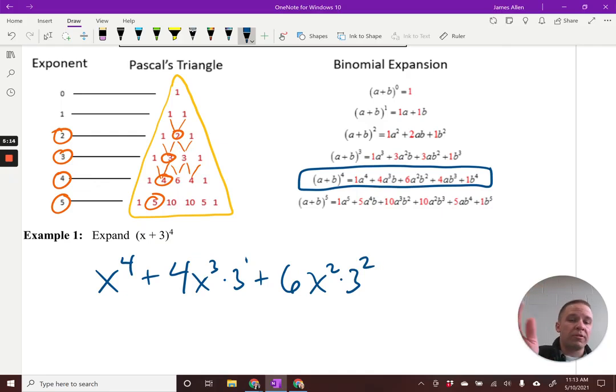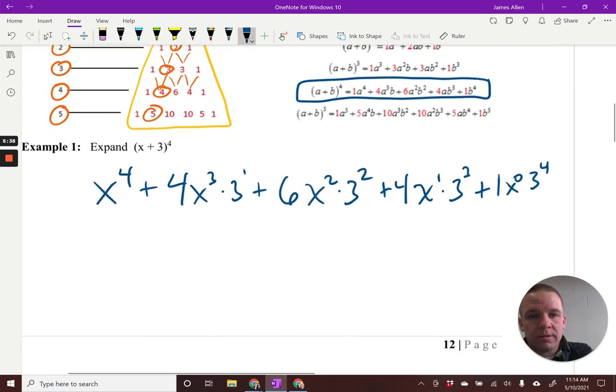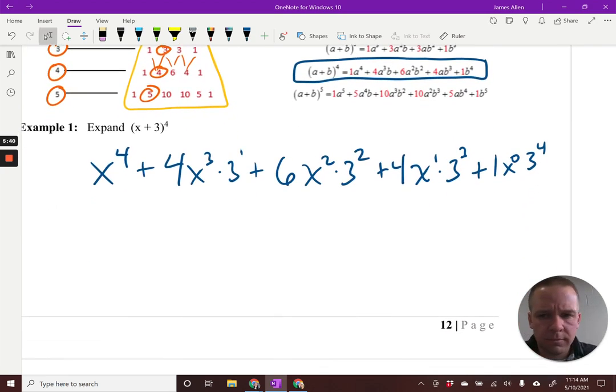Notice how my first term's exponent is decreasing by 1. The second term is increasing by 1, starting with 0. The next one, 4, and then I'd have x to the first, and then I'd have 3 cubed. And then lastly, x to the 0, and then we'd have 3 to the fourth. So now let's simplify. Shall we?